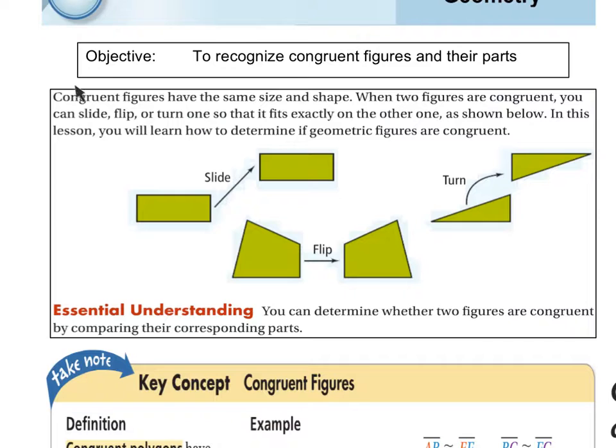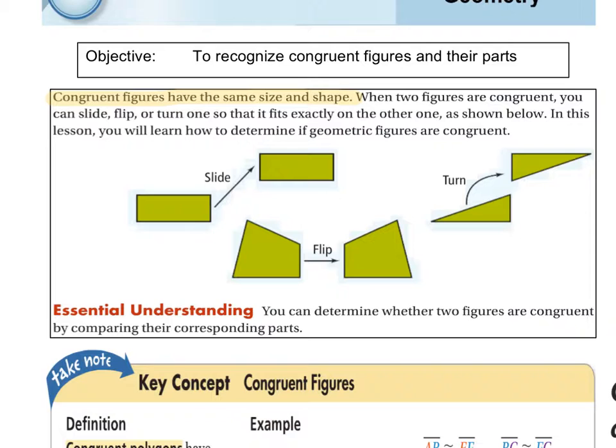Congruent figures have the same size and same shape. So something you might want to do here is highlight this part. Again, congruent figures have the same size and exact same shape. When two figures are congruent, you can slide it, flip it, turn it, so that it fits exactly on the other one.